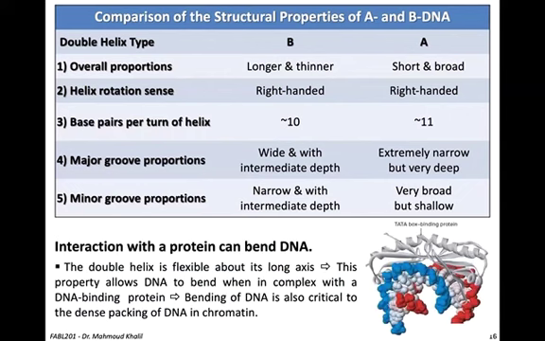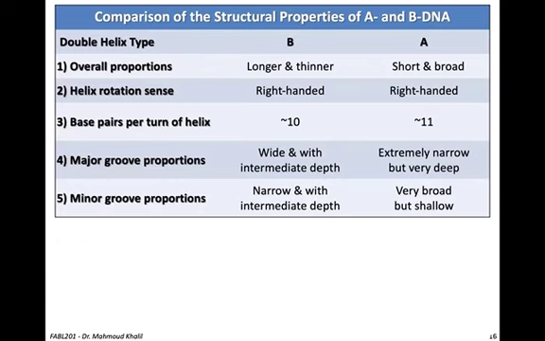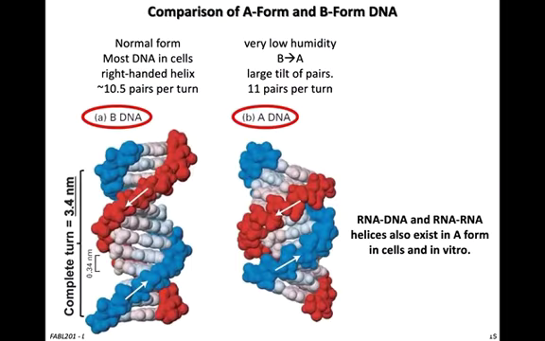Doctor, please repeat the previous slide because you went too fast. Which one? The previous one. This one? Yeah. It only shows the difference between B and A, showing that the difference occurred due to the low amount of water that leads to the A form, which is shorter with 11 base pairs per turn. The A form exists in structures like RNA bound with DNA, and also RNA bound with RNA.